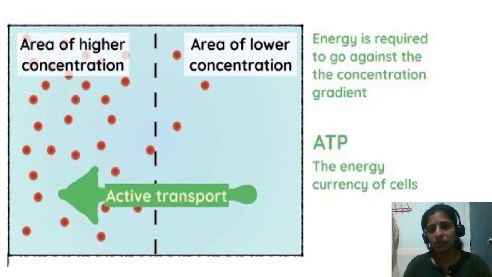But this transport is called active transport. Active transport always happens against the gradient, not from high concentration to low concentration. It is just the opposite, from low concentration to high concentration. So you can say that it happens against the concentration gradient. Here the molecules you can see in red dots are moving from low concentration to high concentration through a semi-permeable membrane.